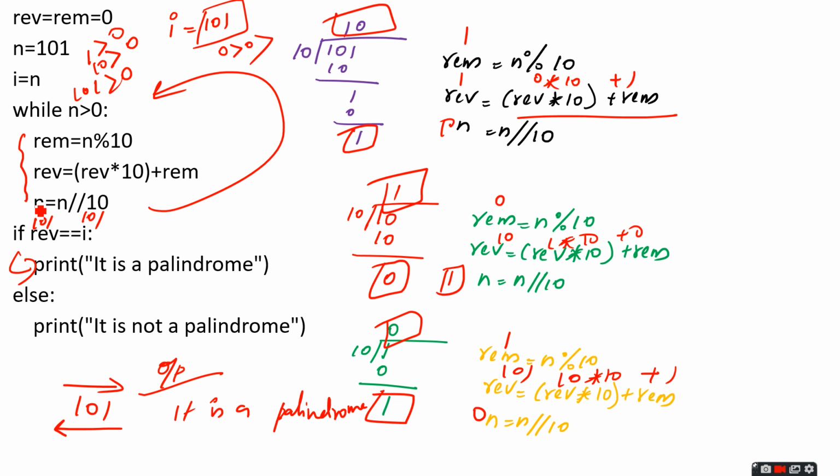Now see here the value of n becomes 0. That's why I'm not comparing reverse equal to n. So it will be 101 and 0, and then the condition will become false. That's why in the beginning I have taken a variable I and given the value I equal to 101. So in this way we can check whether a number is palindrome or not.